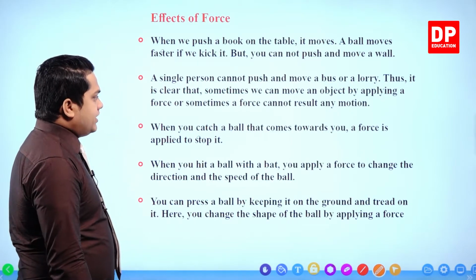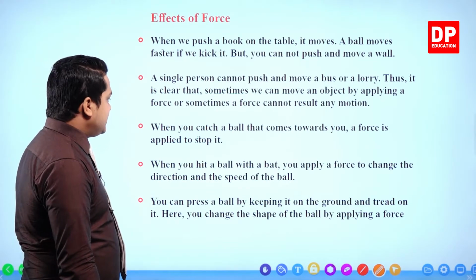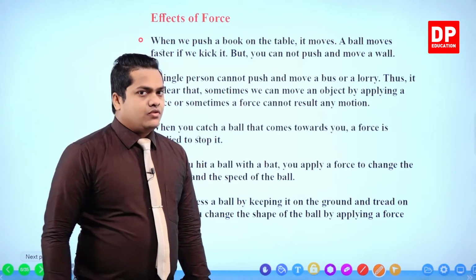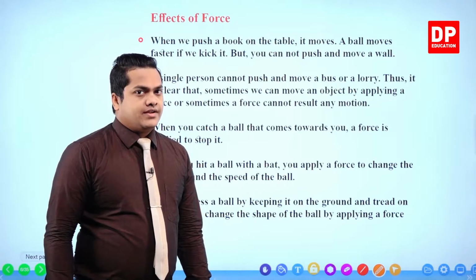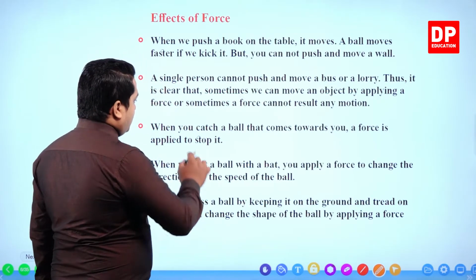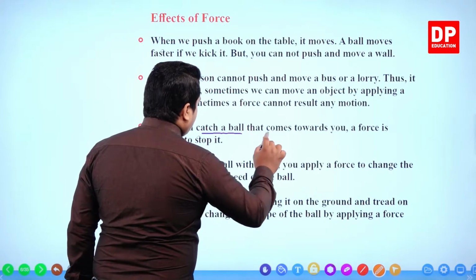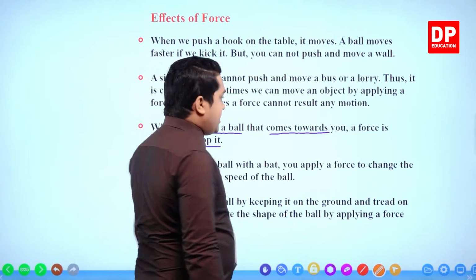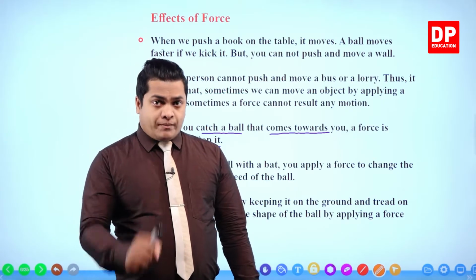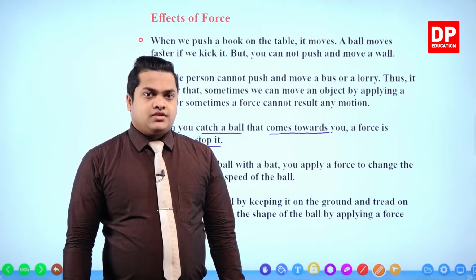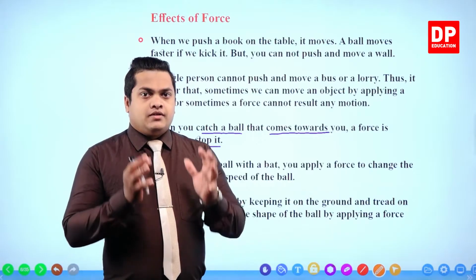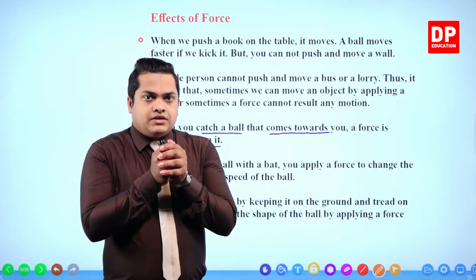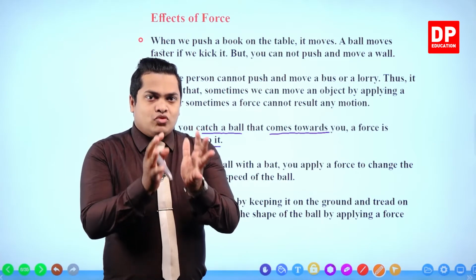When you catch a ball that comes towards you, a force is applied to stop it. The other case of the force thing. Catch a ball coming towards you. So here, by catching, we are stopping the motion of the object. Like this, we are grabbing it. So upon grabbing, the motion is stopped.